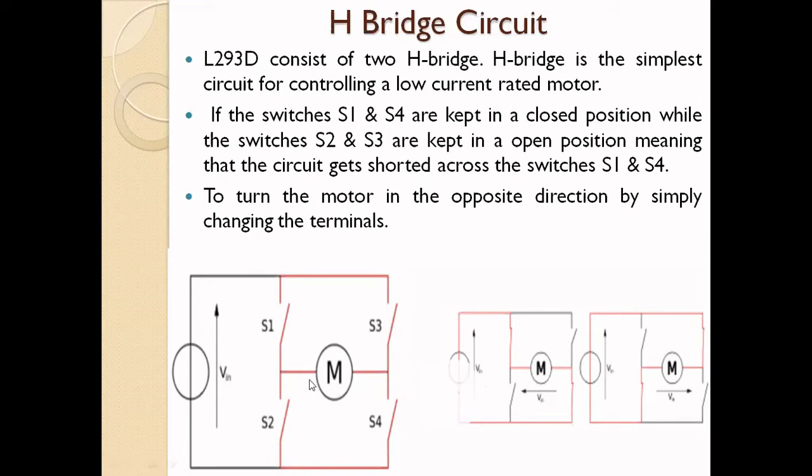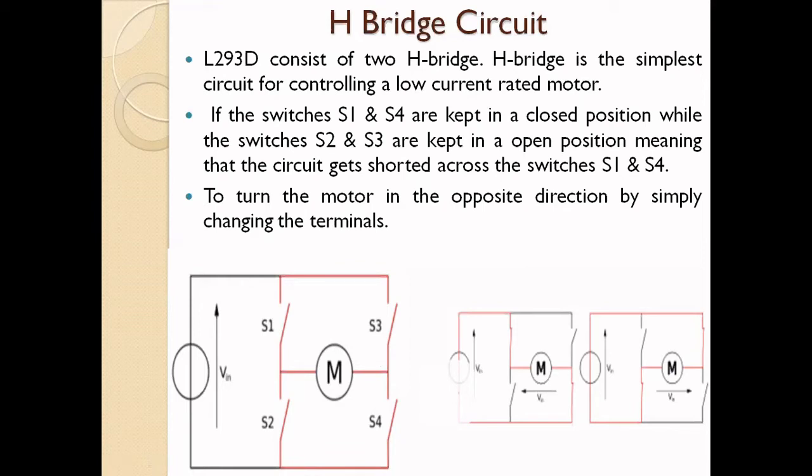Now I am going to enable switch 1 and 4. If I turn on switch 1 and 4, the current will flow from the supply through switch 1, the motor, and switch 4, and it will come to the negative. So the motor will rotate in a clockwise direction. The motor is rotating in a clockwise direction.